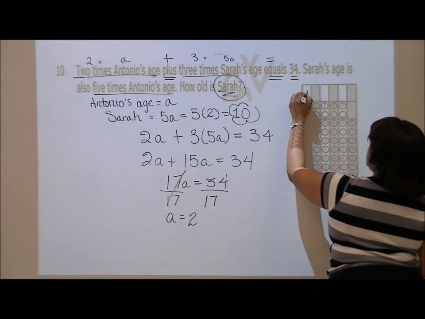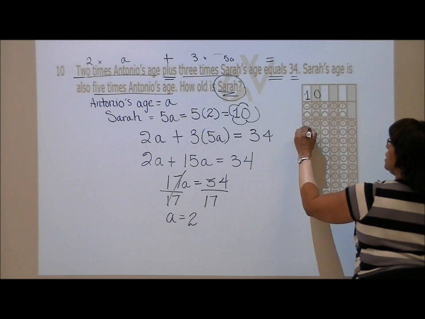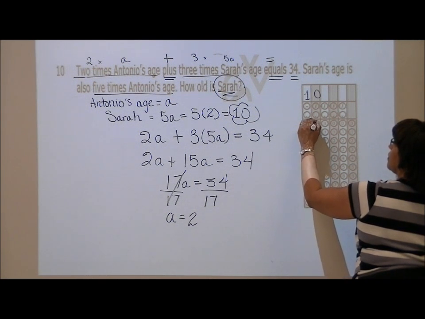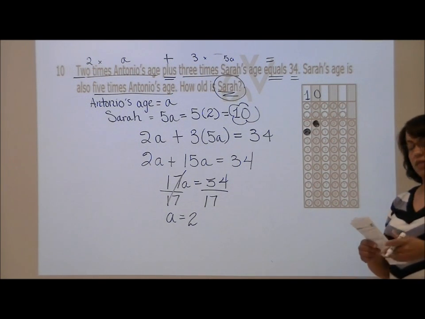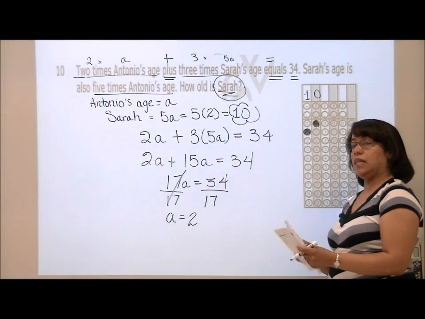So you go over here to your gridded response, put your 10, bubble in your 1, and bubble in your 0. So that was pretty good. That wasn't a bad problem. So let's move on to number 11.